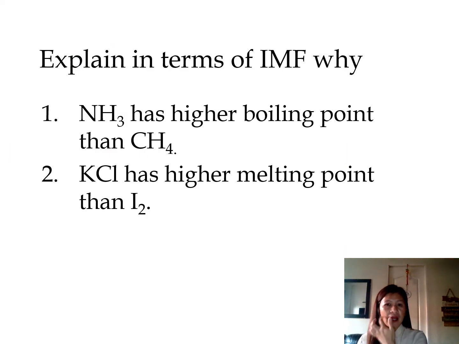Can we explain the following in terms of IMF? Number 1, ammonia has higher boiling point than methane. Ammonia is a polar molecule, and therefore the type of intermolecular force is dipole-dipole. Methane is nonpolar, and therefore dispersion. Dispersion is weaker than dipole-dipole. So ammonia has stronger IMF and therefore has higher boiling point, higher energy requirement to reach the same atmospheric pressure.